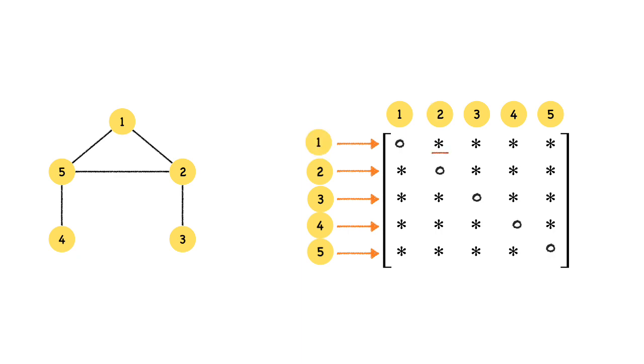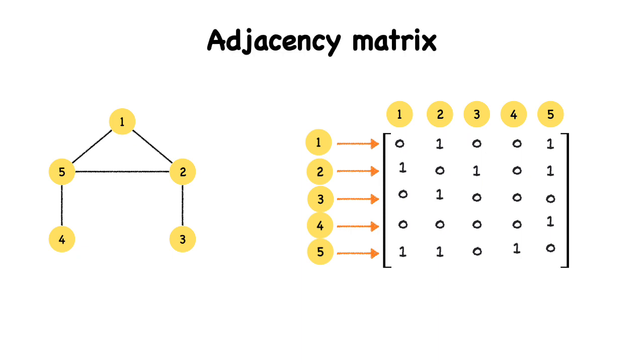Let's look at the 1, 2 entry of this matrix. Since there is an edge between the vertices 1 and 2 in the graph, I'll be placing a 1 here. If I look at the 1, 3 entry of this matrix, since there is no edge between the vertices 1 and 3 in the graph, I'll be placing a 0 here. Respectively, we can fill all other entries in the matrix, and this is known as the adjacency matrix of the graph.